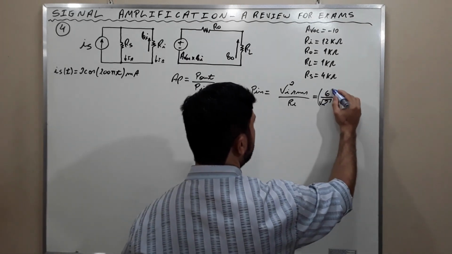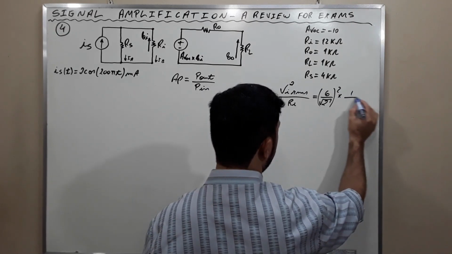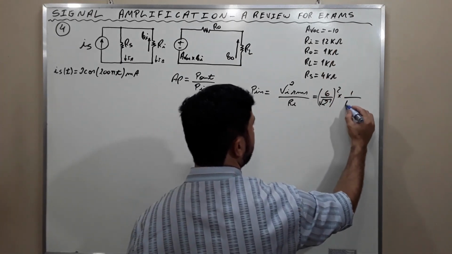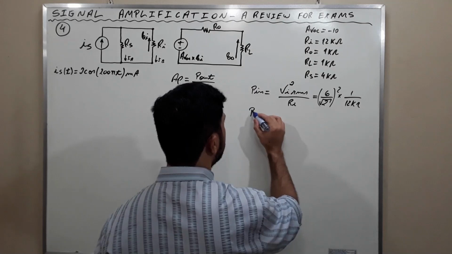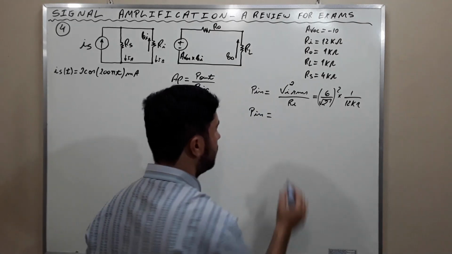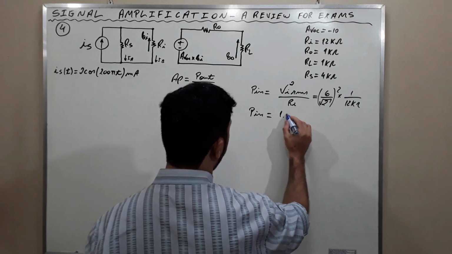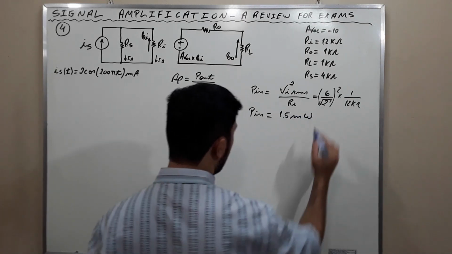This squared times 1 over the input resistance, which is 12 kilo ohms. And we find that the input power is 1.5 milliwatts.